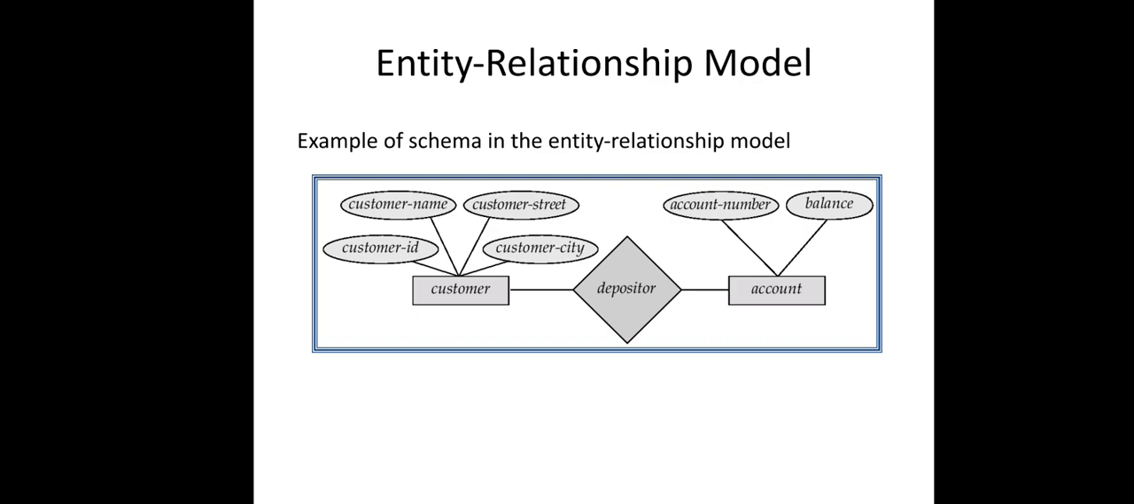This is the way to draw the entity relationship diagram. See, a rectangle is used to draw the entities. So customer is an entity and account is an entity. Both are drawn in a rectangle.